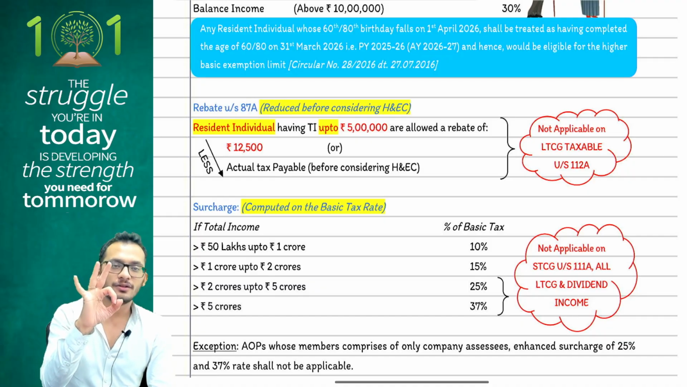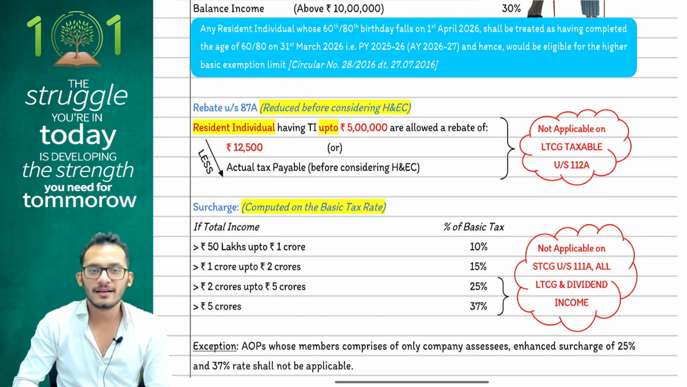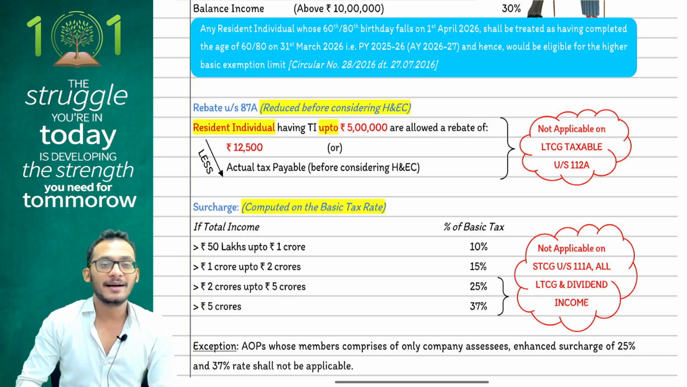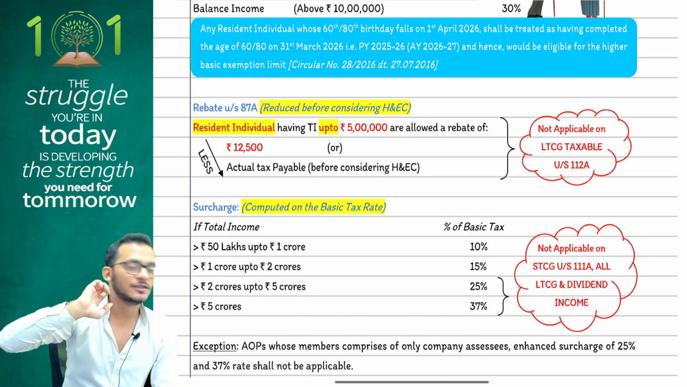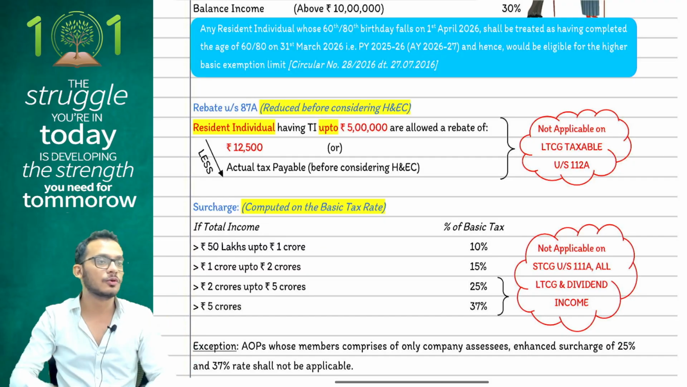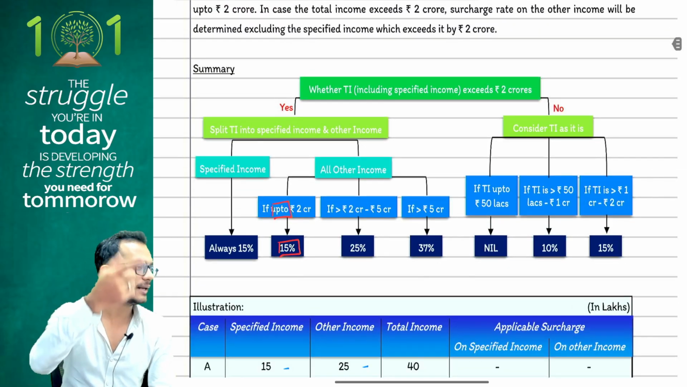112, 112A, 111A. Got it? 4 incomes are there, people. On these incomes, you will be maximum levied 15%. And these incomes will not impact your balance income, which means if your total income is up to 2 crores, you will check together for the limits of 0, 10 and 15.